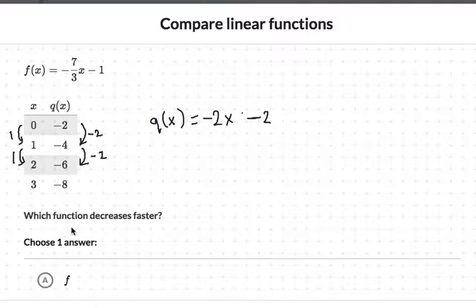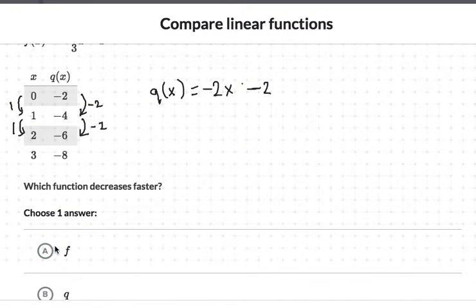So the question is, which function decreases faster? Well, they both decrease, but notice that -7/3 is a slightly smaller number, so it's a slightly steeper slope than -2, right? Both of them are decreasing, but the function f is decreasing at a faster rate because -7/3 is a greater negative than -2 is. So the function f decreases faster.